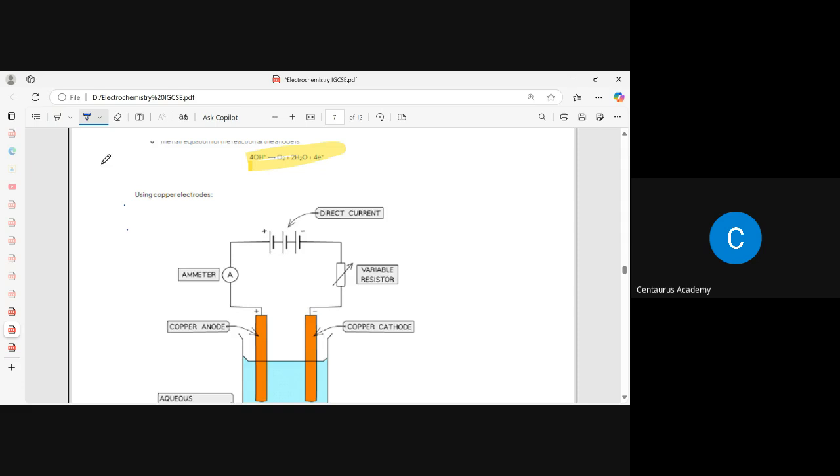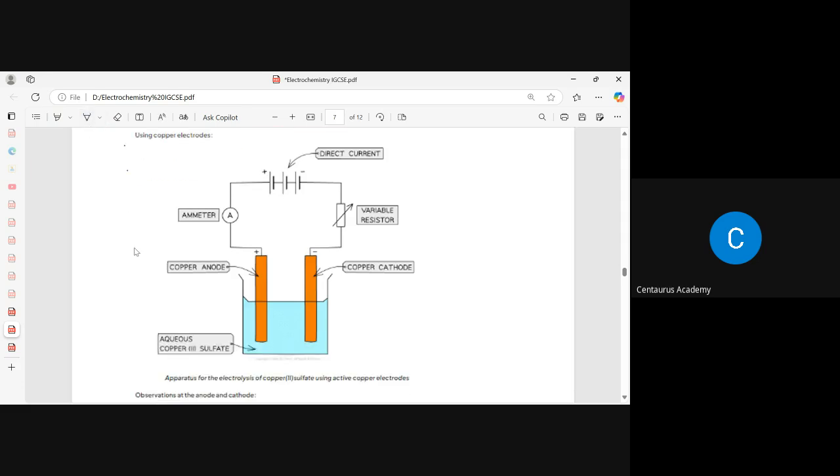Let's move on to reactive metal electrodes now. Up till now, we were doing electrolysis with inert electrodes. Inert electrodes basically means the ones which are unreactive. They don't actually take part in the process of electrolysis. But reactive metal electrodes play a role within the process of electrolysis.